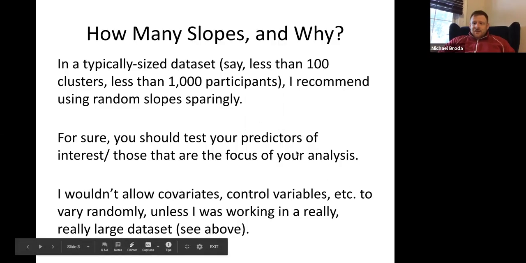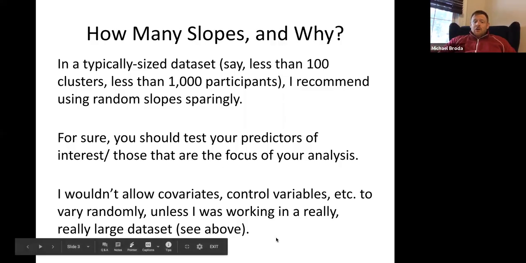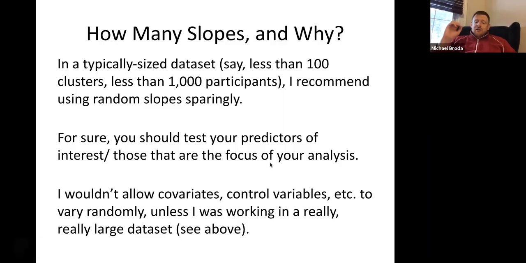I would always test the random slopes for my predictors of interest. So you think about your focal variables that you're most interested in for your study, and that's usually related to your literature review, your conceptual frame. You're trying to find the gap in the literature. So I would start there and test those variables as random, at least. I wouldn't worry as much about covariates, control variables, other things, unless you were in a really, really big data set.